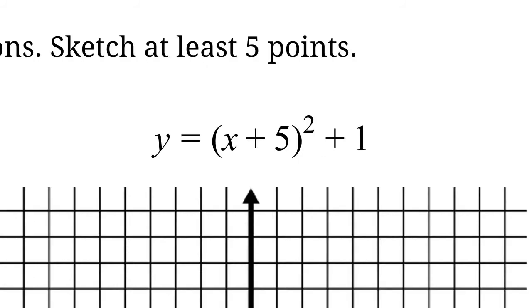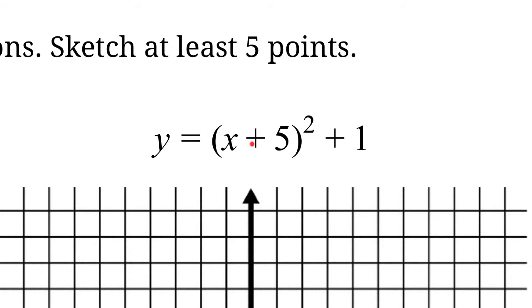So in this equation, we have both a horizontal translation and a vertical translation. Our horizontal translation is represented by this +5, and our vertical translation is represented by this +1. Remember that your horizontal translation is going to impact all of the x values from your original table of values, and your vertical translation is going to impact all of your y values.